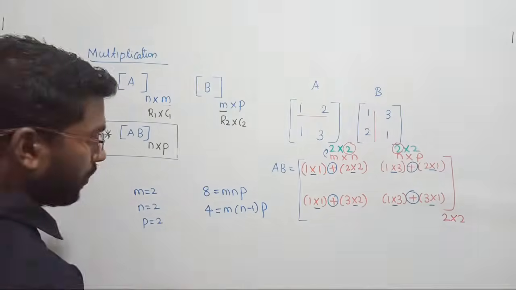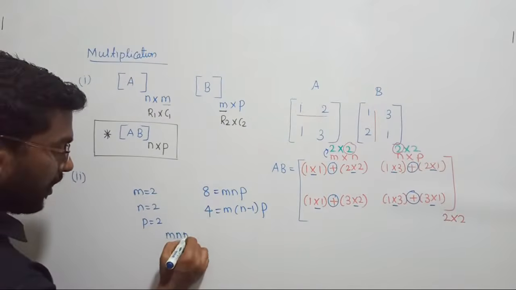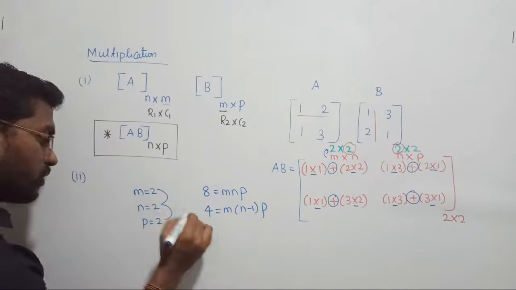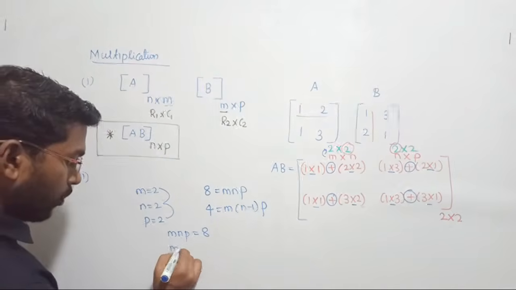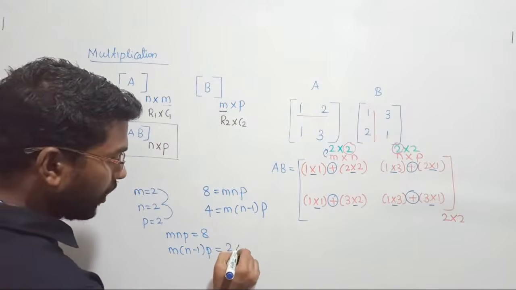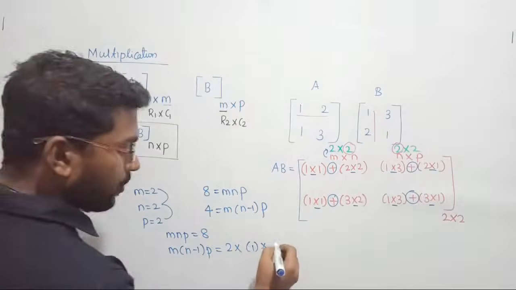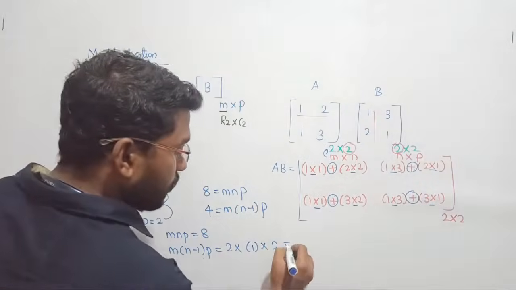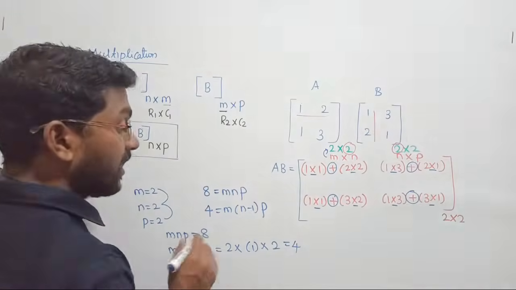இத அப்படியே இங்க சப்ஸ்டிட்யூட் பண்ணி பார்க்கலாமா? m into n into p is equal to 2 cross 2 cross 2, which will become 8 only. Similarly m into n minus 1 into p should be equal to: m value is 2, into n minus 1, 2 minus 1 will be 1, into p is equal to 2, such that its answer is going to be 4. Is it correct or not? Exactly. So the generalized form.